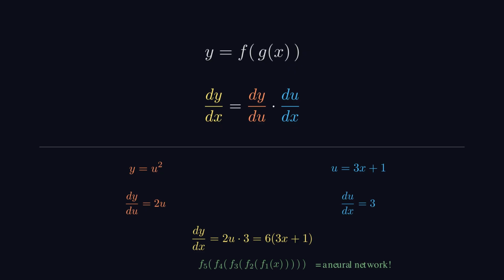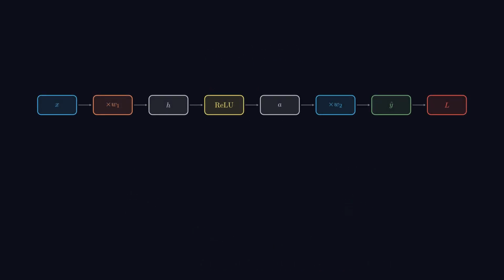The chain rule lets you differentiate compositions of functions, and a neural network is nothing but a composition of functions, layer after layer after layer. Let's compute backpropagation by hand on the simplest possible network. One input x, one weight w1, one ReLU, one weight w2, one output. The forward pass: h equals w1 times x, a equals ReLU of h, so a equals h if h is positive, 0 otherwise. y hat equals w2 times a, the loss L equals (y minus y hat) all squared.